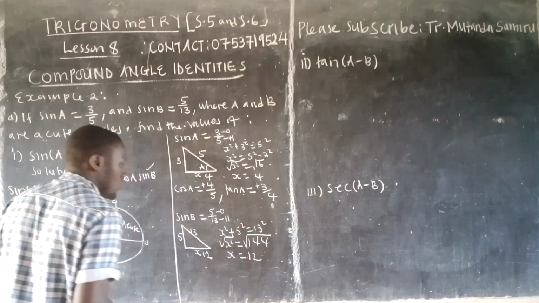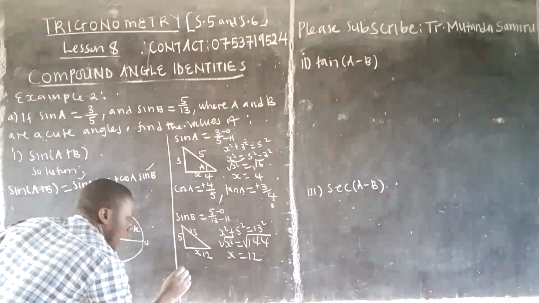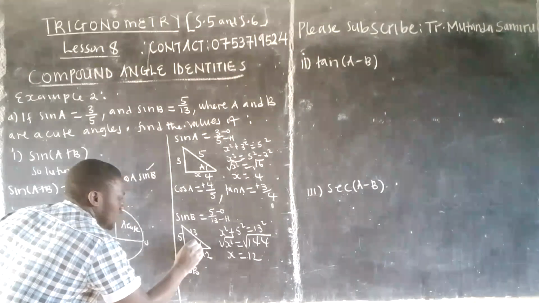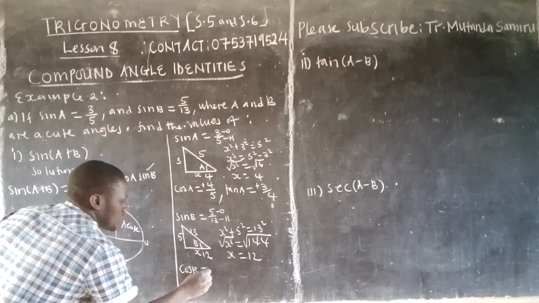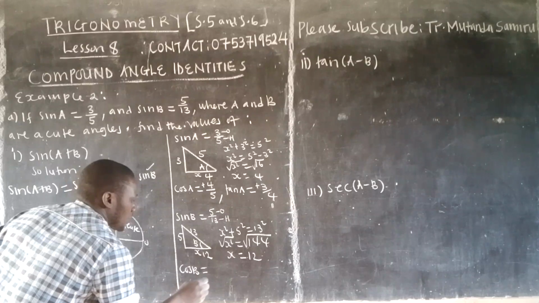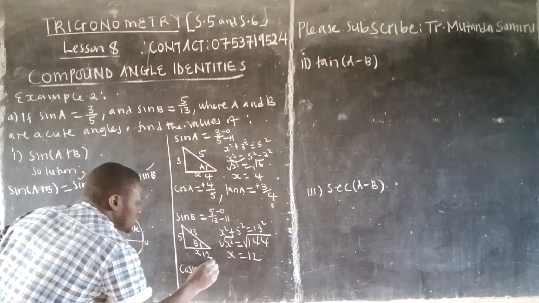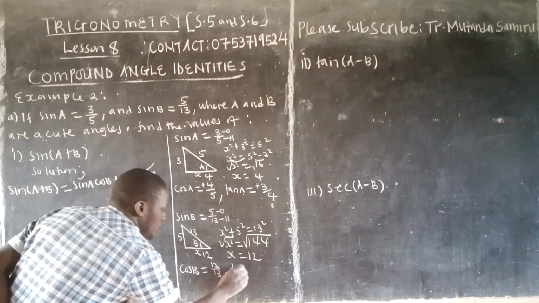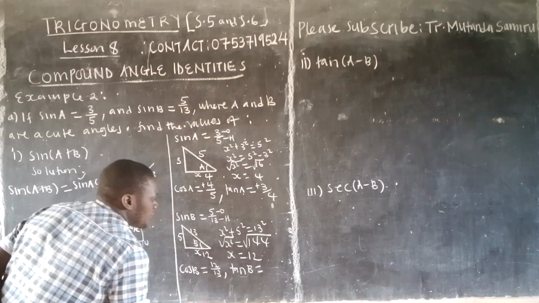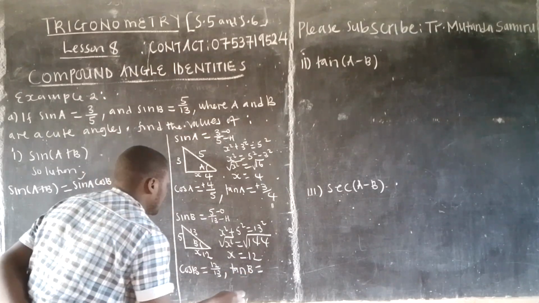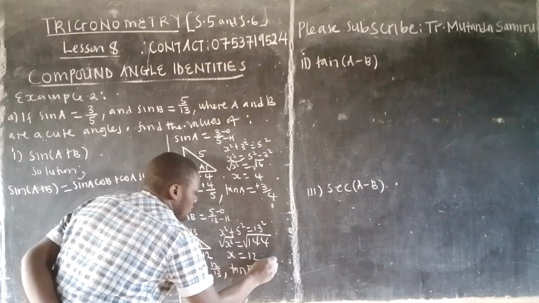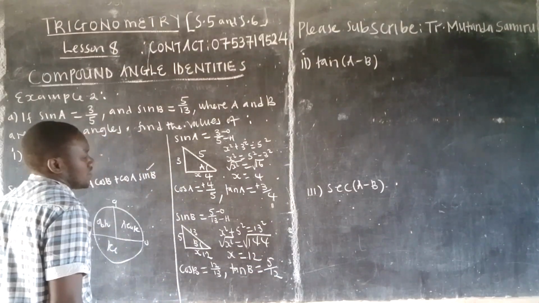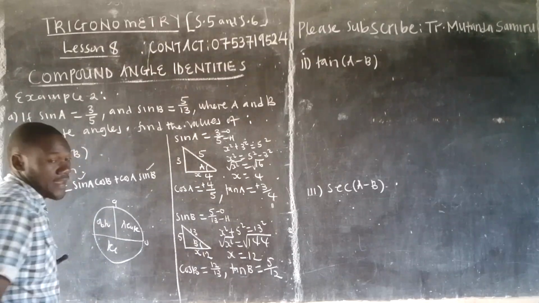Then here, read off the cos of B. If it is B here, you put angle B. Cos of B is equal to adjacent, which is 12, over hypotenuse, which is 13. Tan of B will be opposite over adjacent, so 5 over 12. Now they are all acute, so they will be positive. I'll leave them like that.